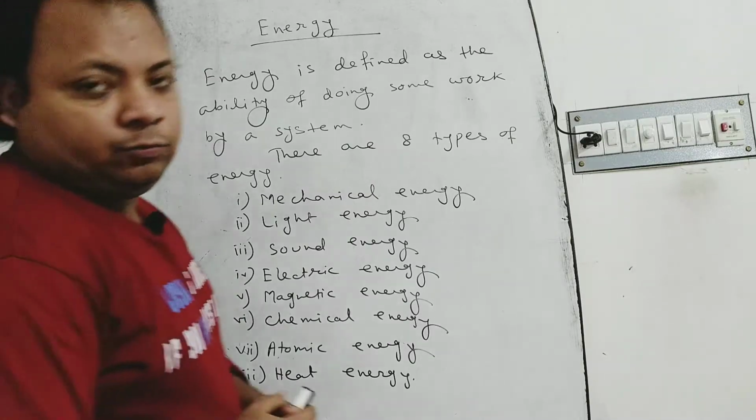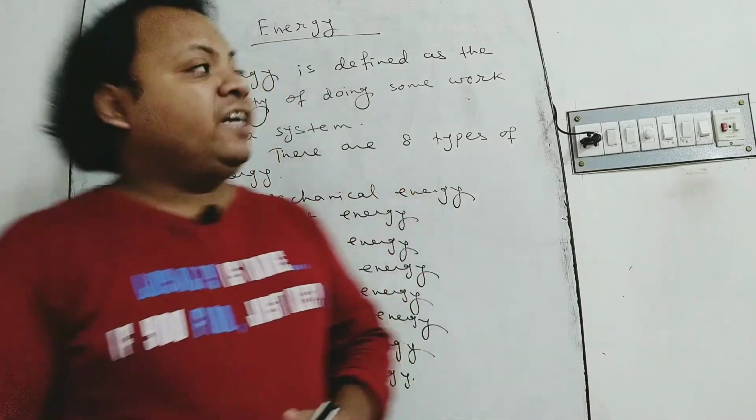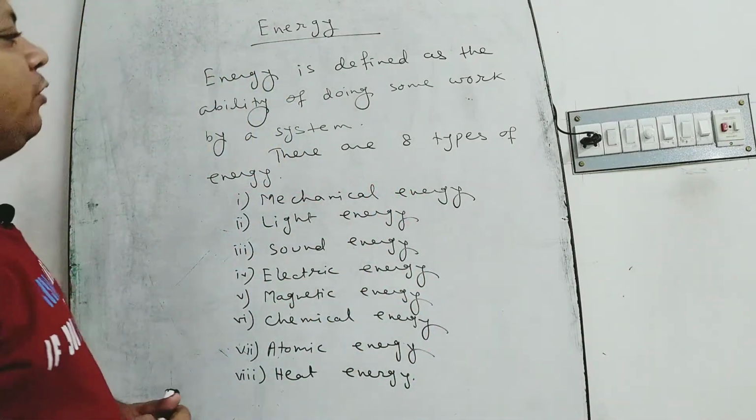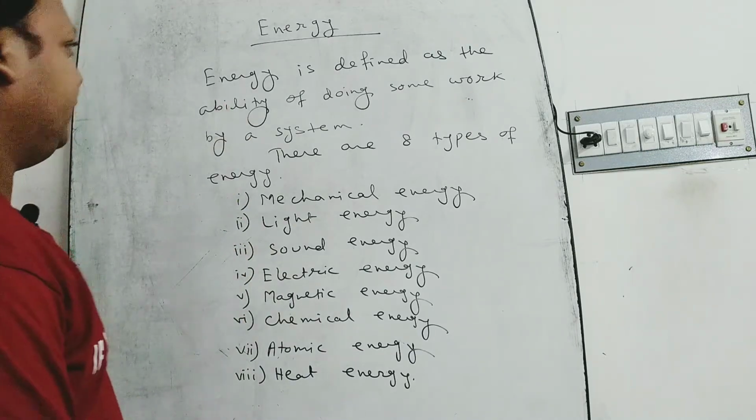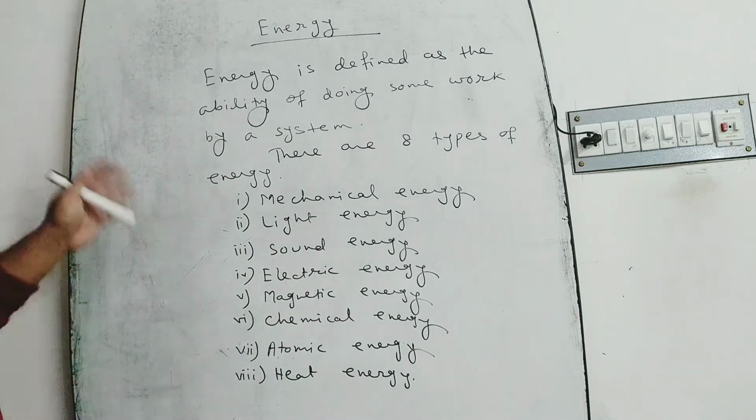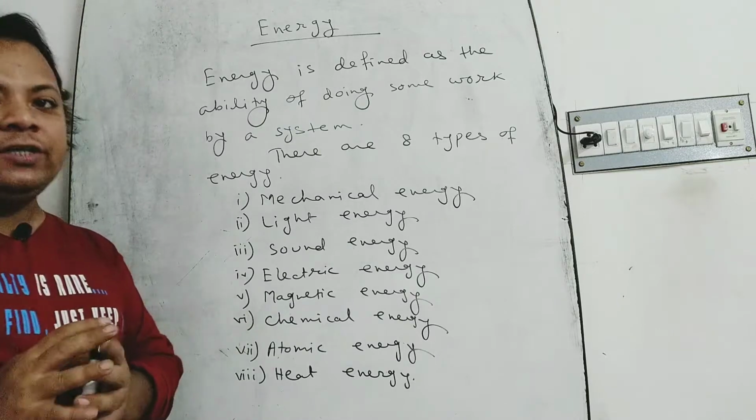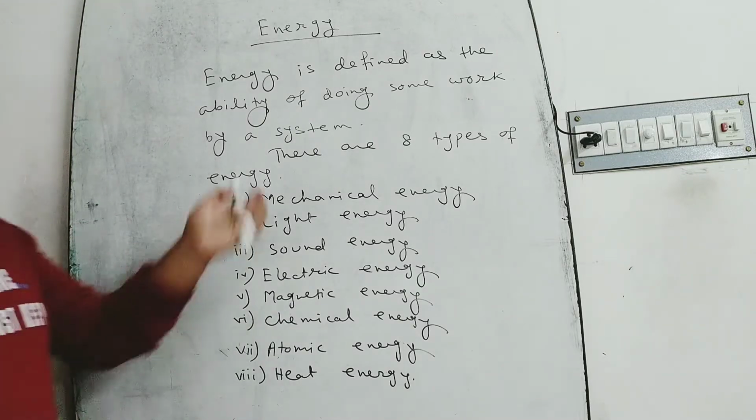Next, energy. What is energy? Energy is defined as the ability of doing some work by a system.